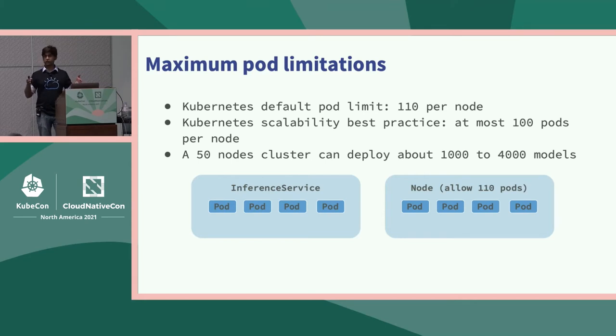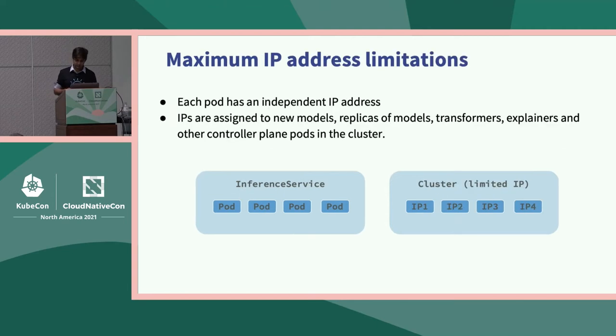Right, so each model on average is around 4 pods. So you're looking at most like 1,000 models in regular scenarios. So we can see that we are hitting these limitations. Coupled with that, when you are going with a per pod or per container paradigm, the IP addresses you can assign to these replicas of models, transformers, that's also becoming a bottleneck.